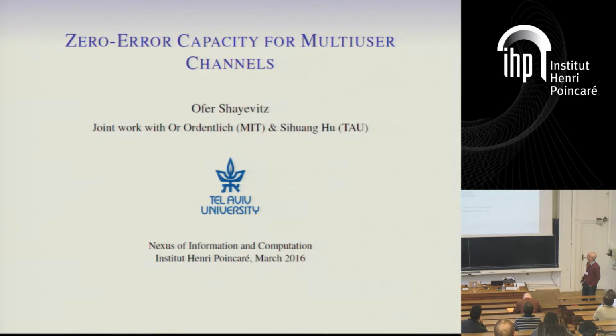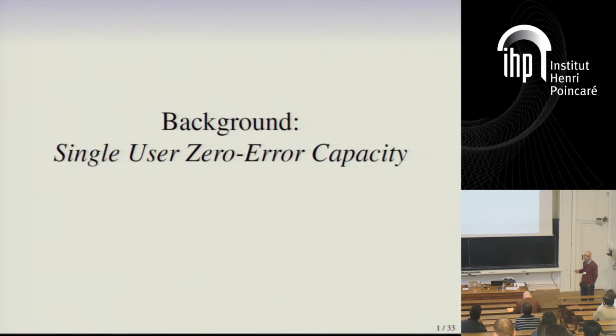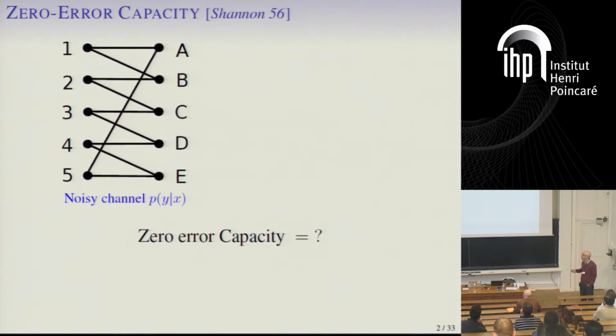Okay, so before talking about zero capacity for multi-user channels, let me tell you a little bit about single-user zero capacity. This problem was originally considered by Shannon, and he asked the question of what is the maximal rate of reliable communication over a discrete memoryless channel when the constraint is that the decoder needs to reconstruct the message without any error, not with vanishing error. So let's look at this problem through an example.